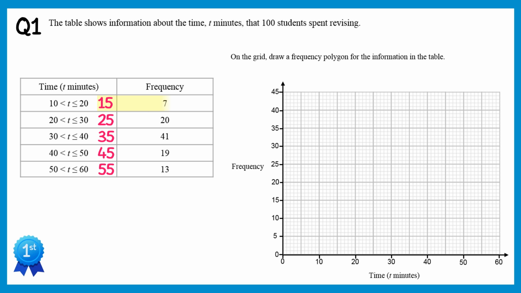So we're going to plot 15 minutes with a frequency of 7. That goes here. 25 minutes with a frequency of 20. 35 and 41. 45 with 19. And finally 55 with 13. Once you've done this, you join up all of your points with straight lines to complete your frequency polygon.